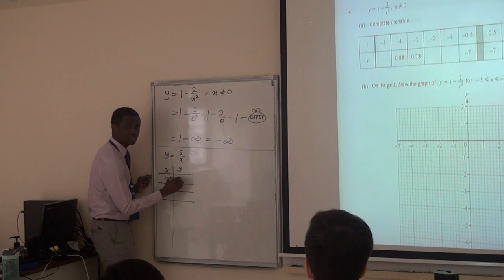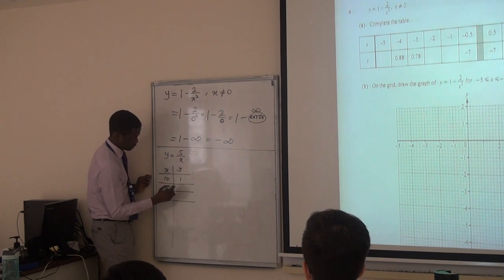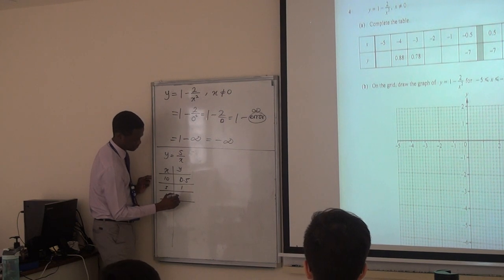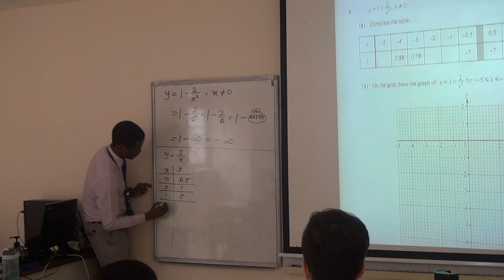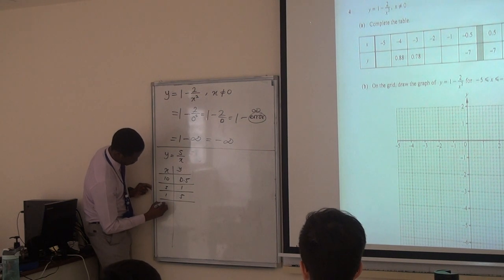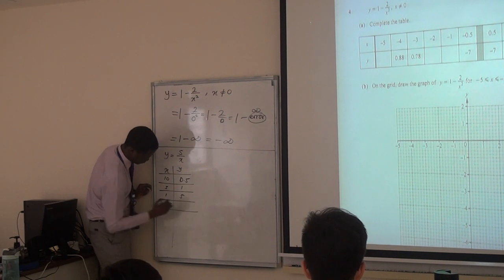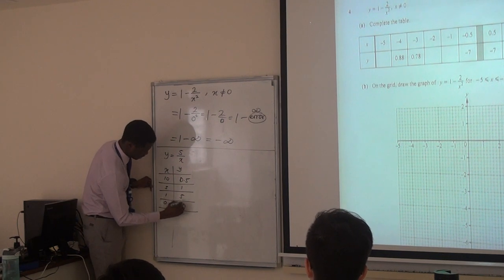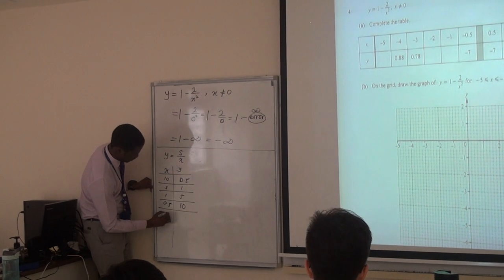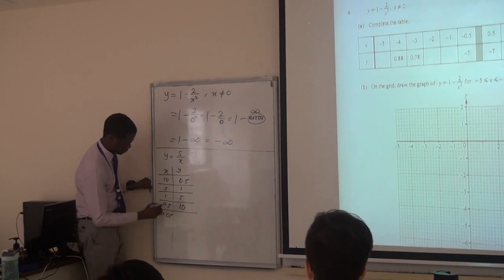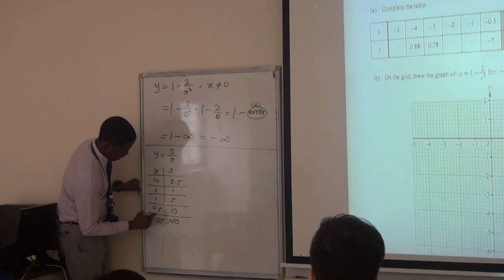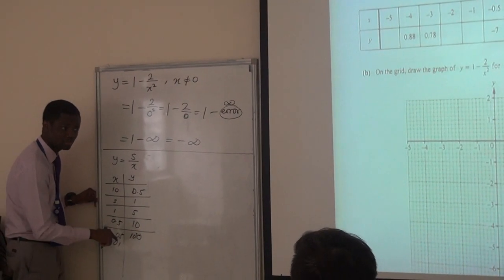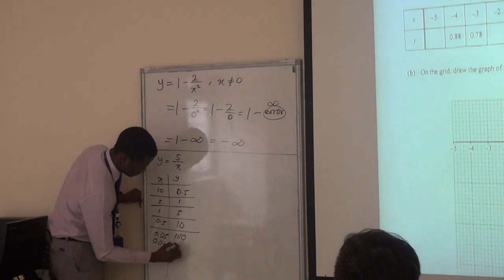So here you get what? 1. Now for 0.5, you get 10. Is it 10? Yes. Okay. How about 0.05? 100. Okay. I reduce it again, maybe 0.01. Can you see the number is reducing? You get what? 500.